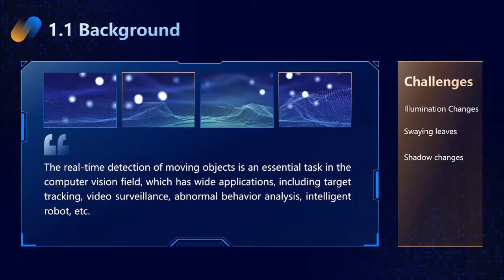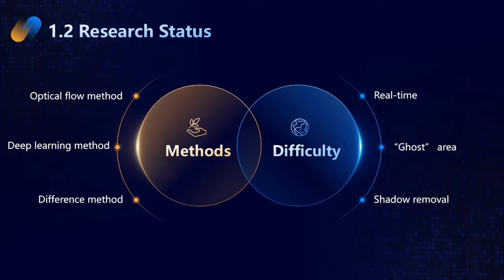The real-time detection of moving objects is an essential task in the computer vision field, which has wide applications, including target tracking, video surveillance, abnormal behavior analysis, and intelligent robots. There are some challenges, such as illumination changes, swaying leaves, and shadow changes. The methods can be divided into three main types: the optical flow method, the deep learning method, and the difference method. There are some difficulties in real-time handling of ghost areas and shadow removal.